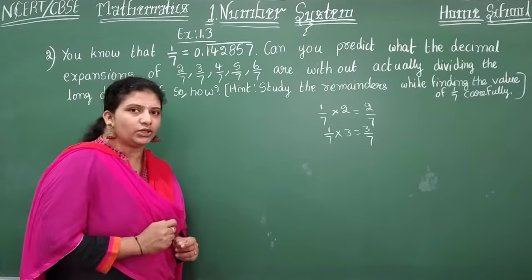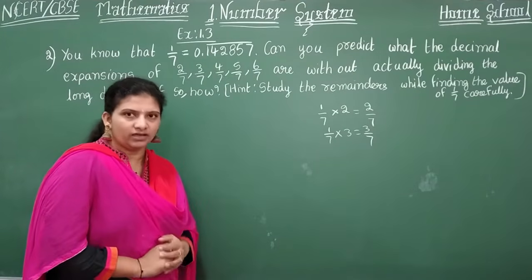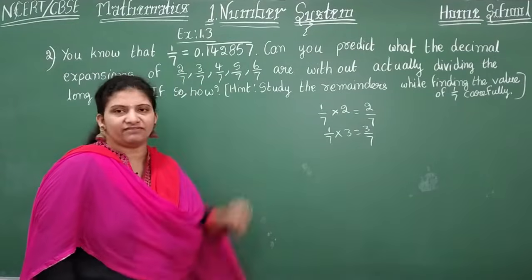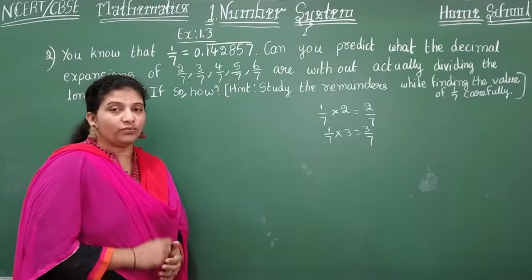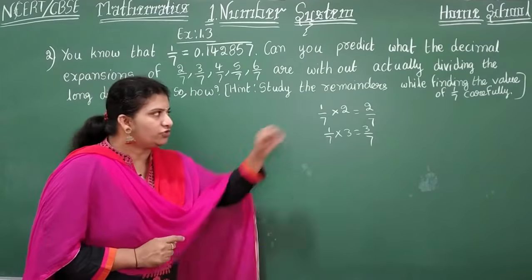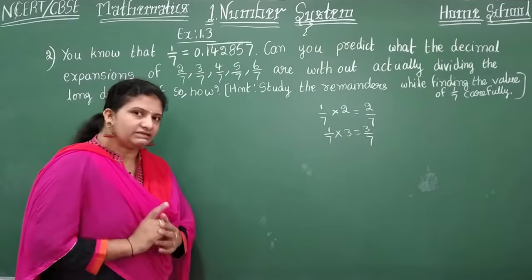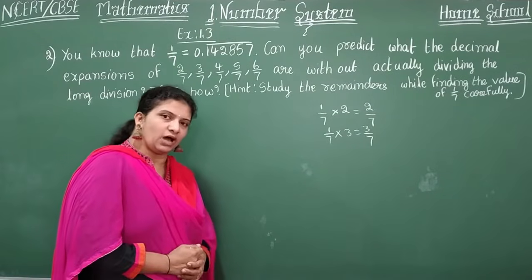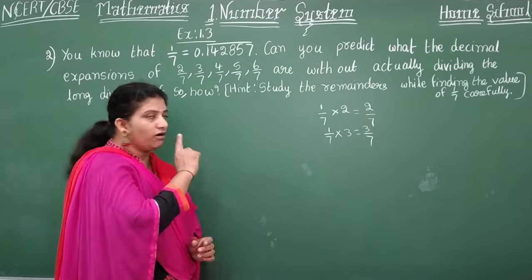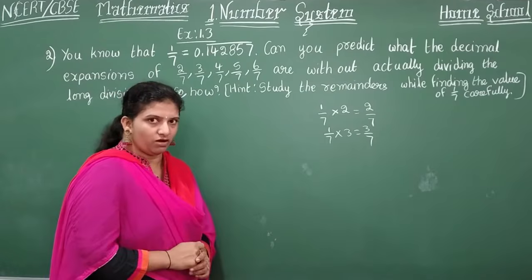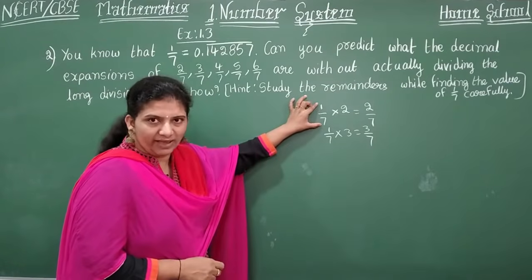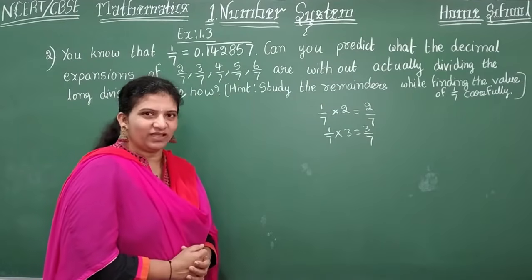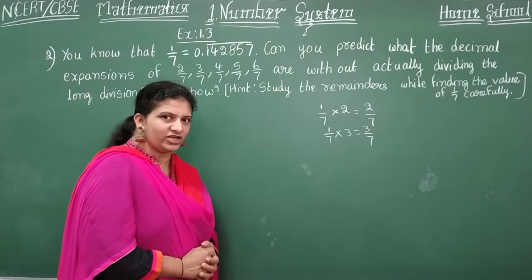The thing you need to understand here is, you know one value, that is the 1 by 7 value. So without doing division, you should find 2 by 7. Then children, please think here, without doing division, how can I find it? So in all this, 1 by 7 is common. So substitute this value here and multiply by 2, you are going to get the value. Right?